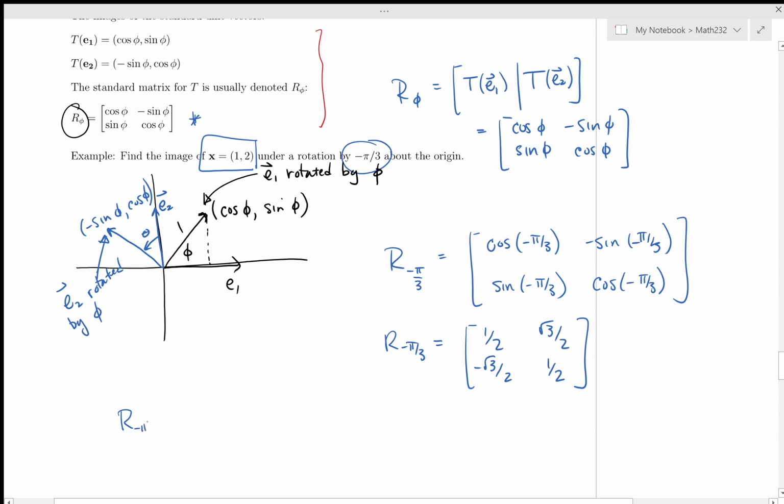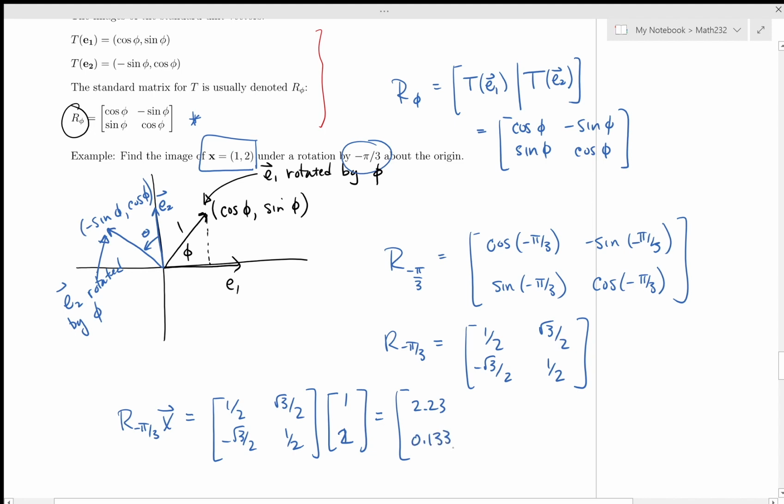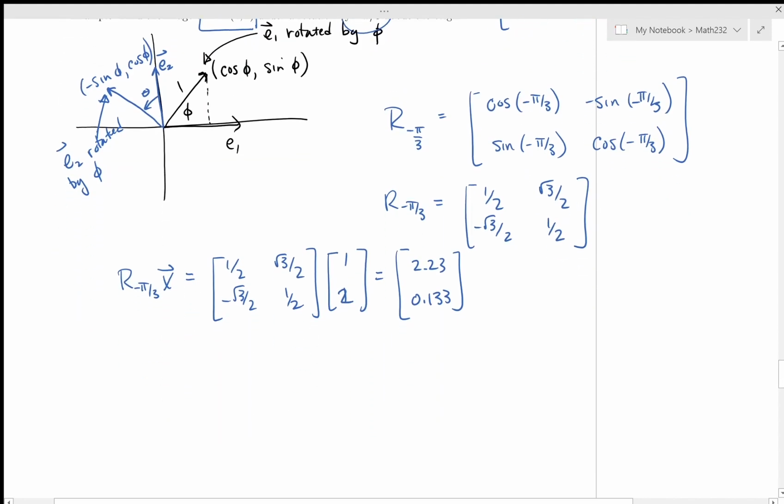R minus pi by 3 multiplied by x is going to be this here: 1/2, root 3 over 2, minus root 3 over 2, 1/2. Multiply it by 1, 2. And I get this vector here, 2.23 and 0.133. Okay. All right, so let us just look geometrically at what has happened here.